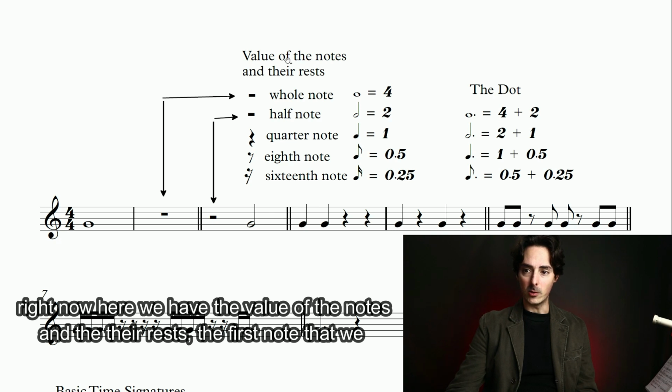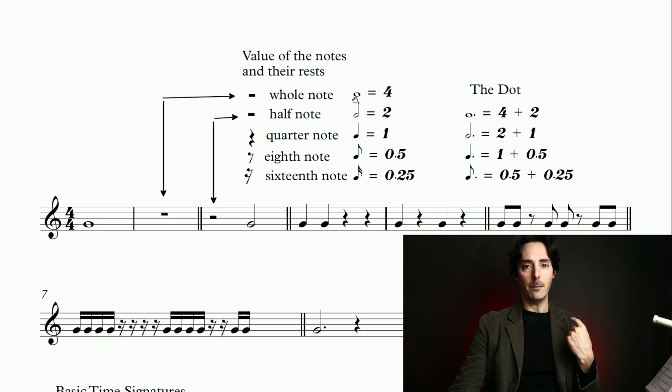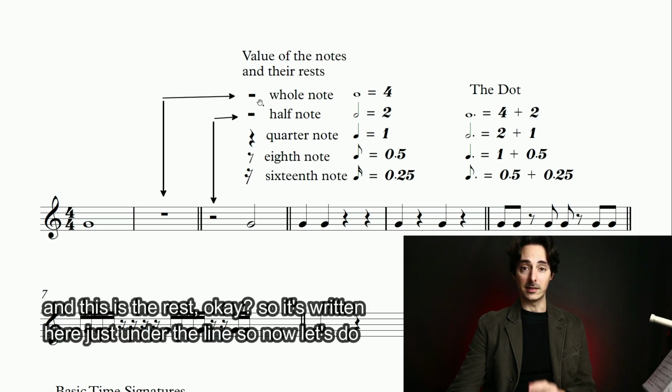Here we have the value of the notes and their rests. The first note that we are gonna see is the whole note, which is this one right here, and it lasts 4, so let's count it. Pam, and this is the rest. Okay, so it's written here just under the line.